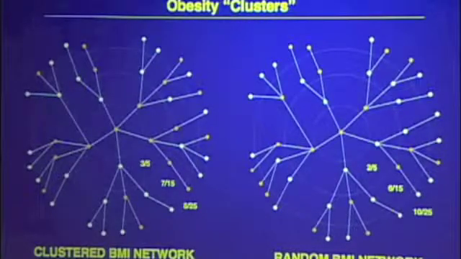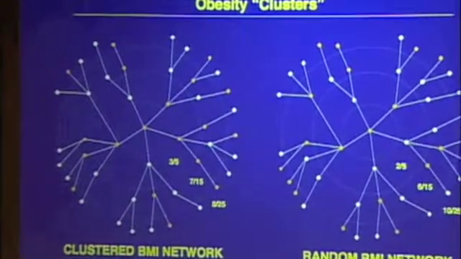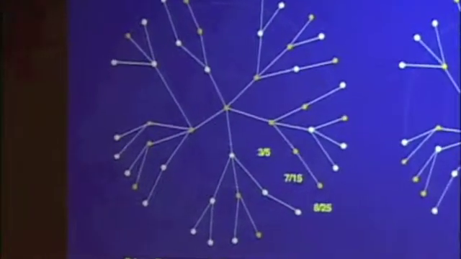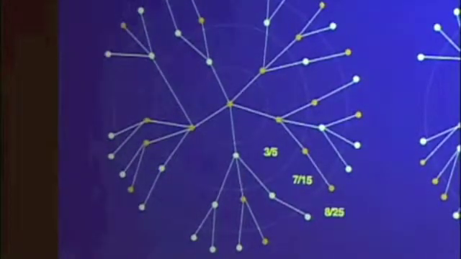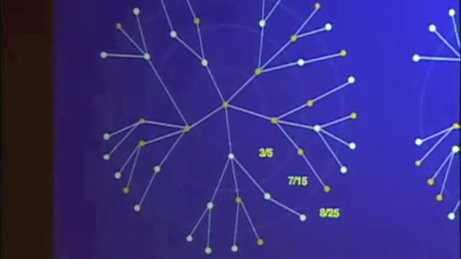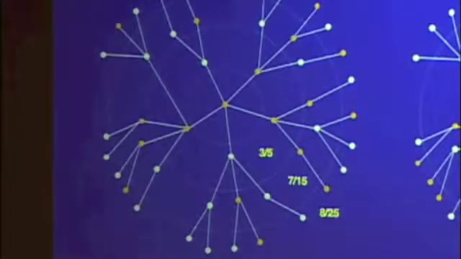On the other hand, if there's clustering, if there's not a random distribution, you'd get what you see on the left. So in the middle, we have, again, an obese individual, but you go out 1 degree, you'd see 3 out of 5, or 60% of the obese person's friends or social contacts would be obese. 2 degrees removed, 7 out of 15, or about 50%. 3 degrees removed, 8 out of 25, or about 32% of the individuals would be obese.